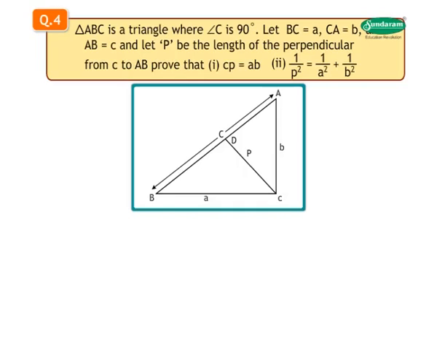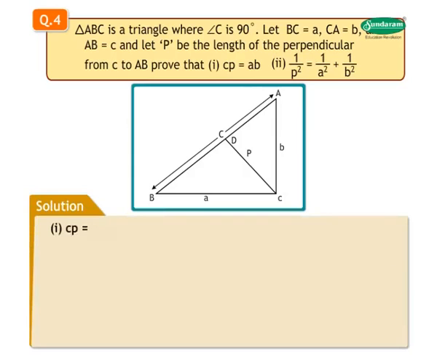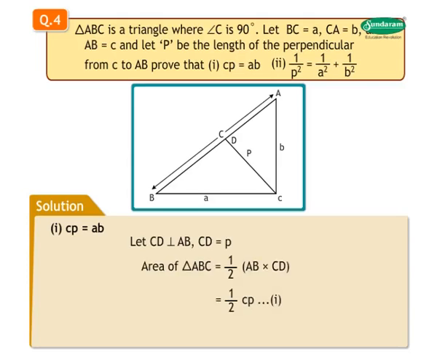Prove that number 1, CP is equal to AB. Number 2, 1 upon P square is equal to 1 upon A square plus 1 upon B square. Solution. Number 1, CP is equal to AB. Let CD be perpendicular to AB. CD is equal to P. Area of triangle ABC is equal to half AB into CD is equal to half of CP. Let us call this equation 1.